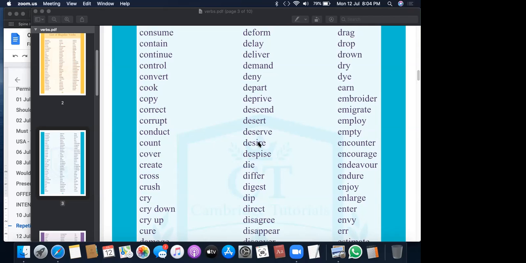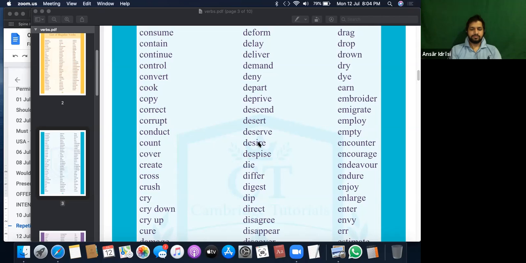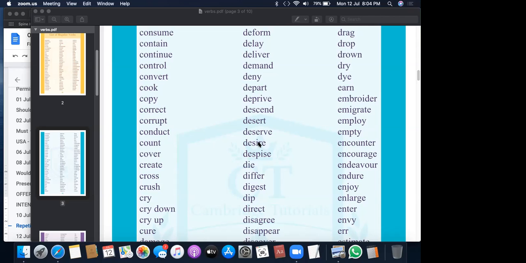It used to delay. Did it used to delay? It didn't used to delay. Good. Next. It used to deform. Did it used to deform? It didn't used to deform.